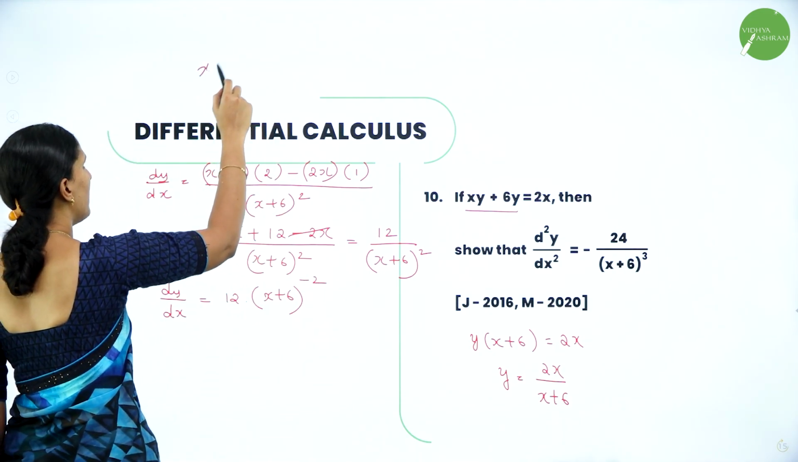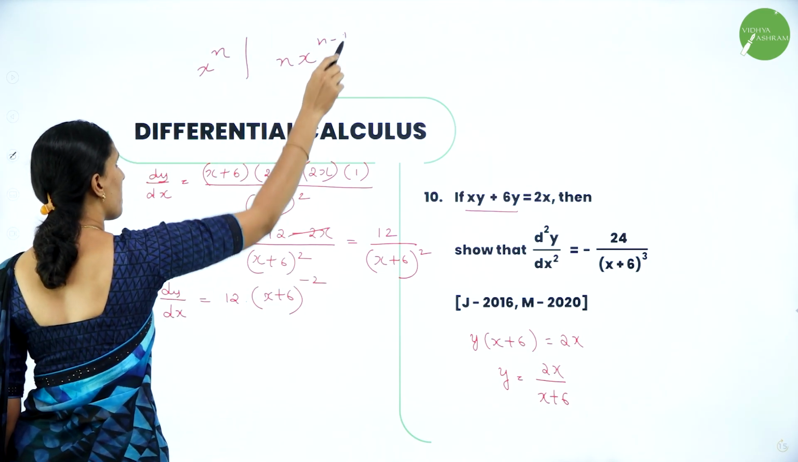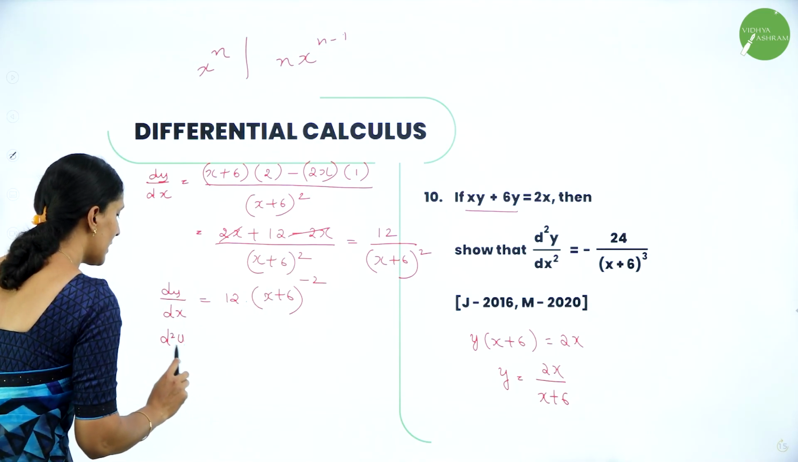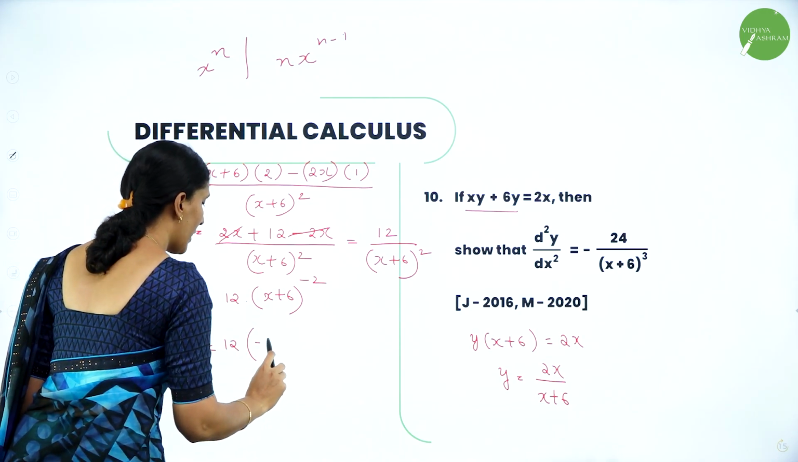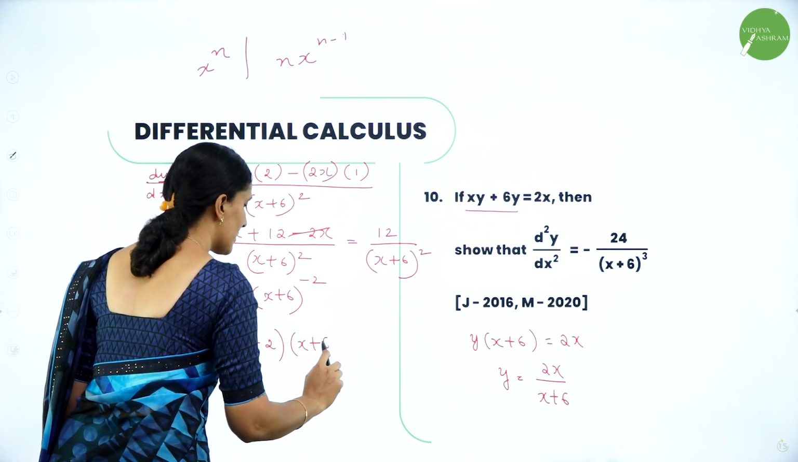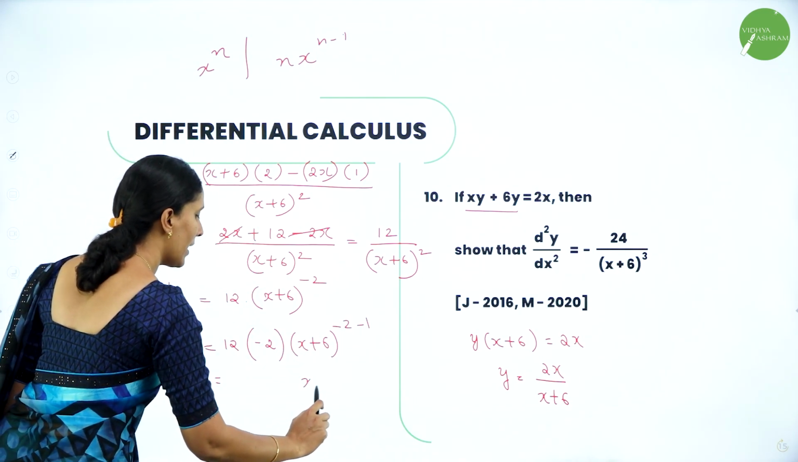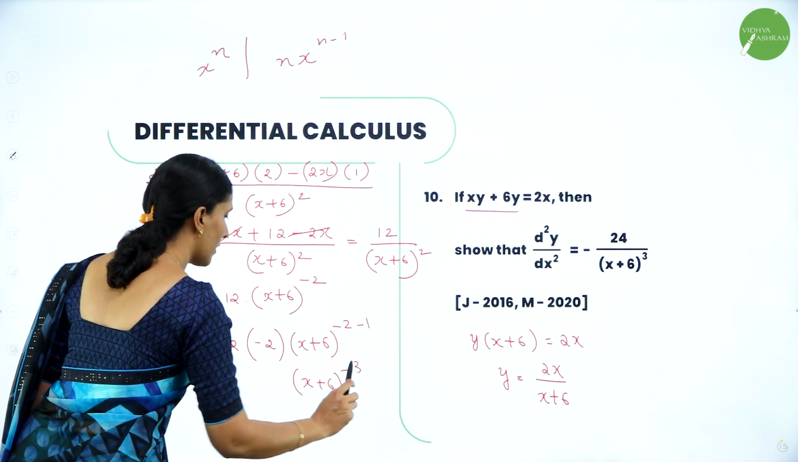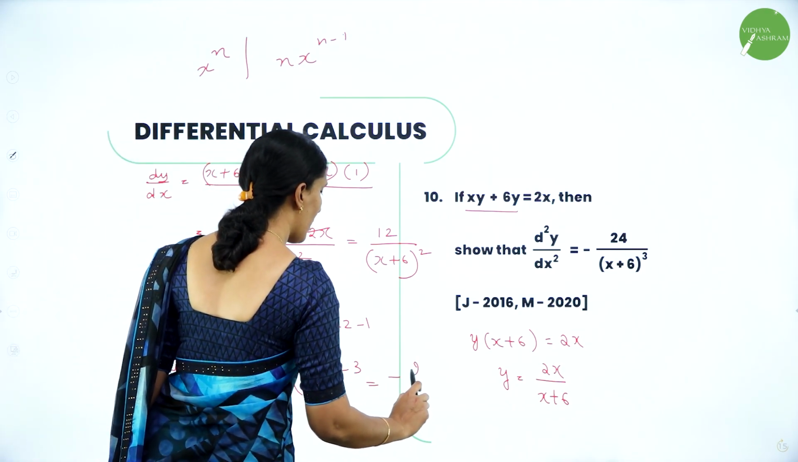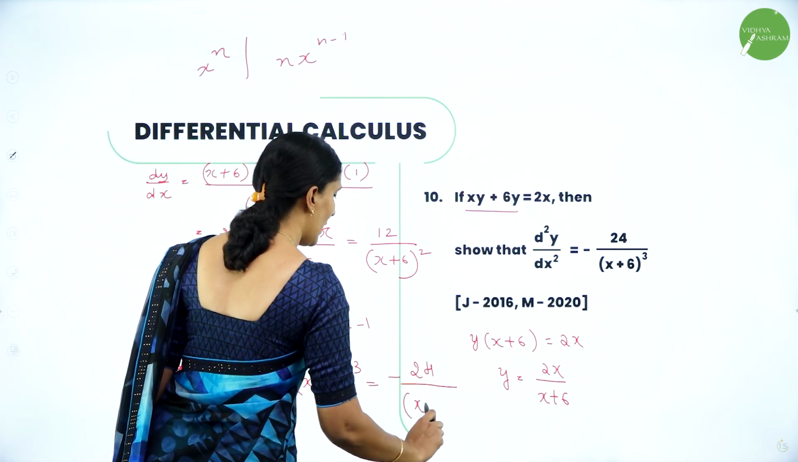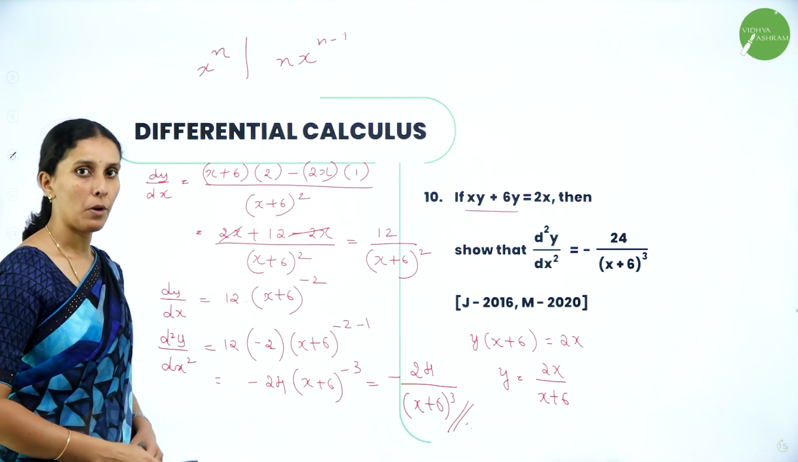Now when you have x to the power n, the derivative will be n into x to the power n minus 1. So therefore, differentiating this again, here I will get 12 into minus 2 (x plus 6) to the power minus 2 minus 1. So minus 2 minus 1 means it will become (x plus 6) to the power minus 3. 12 into minus 2 is minus 24. So this can be written as minus 24 divided by (x plus 6) whole cube. Shift the term to the denominator, so the power becomes positive.